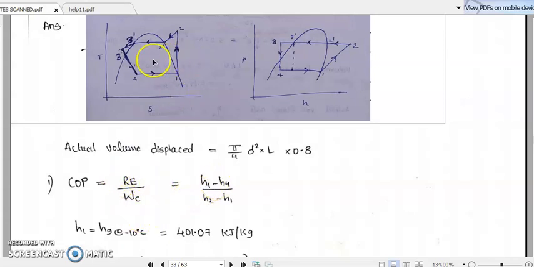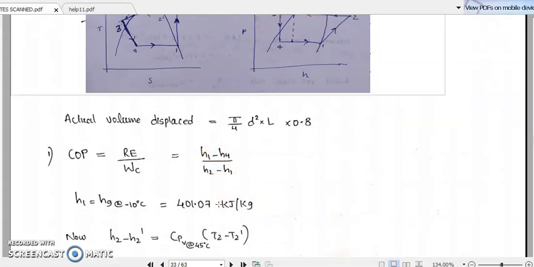Refrigeration effect is coming from the 4 to 1 process here. The beauty of our pressure enthalpy diagram was we need to find simply the enthalpy difference to find the refrigeration quantities. So the refrigeration effect will be given by H1 minus H4, the enthalpy difference between points 1 and 4. Then work done will be the work done by the compressor during the 1 to 2 process, that will be H2 minus H1. Now let us try to find out all these H1, H2, H4, etc.